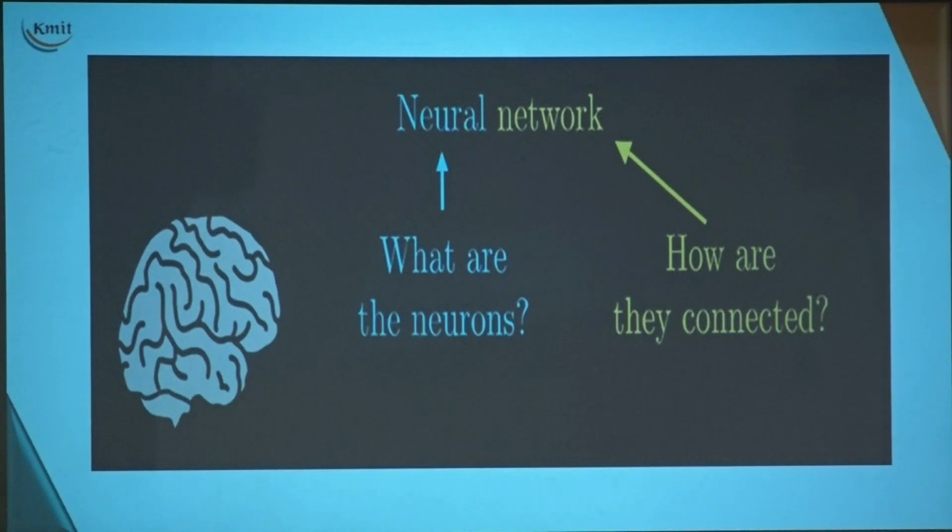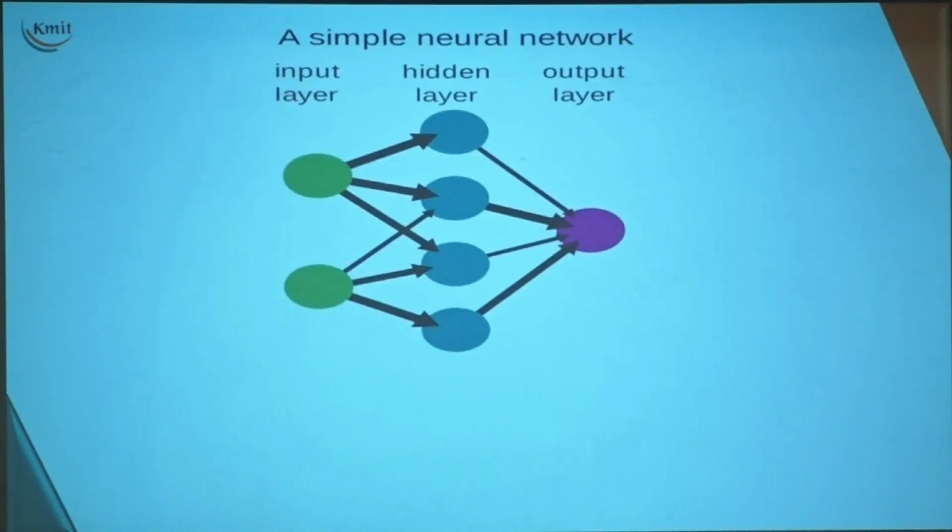So why is the name neural network? Neural is all about neurons. Network is all about connections between these neurons. So this is a simple neural network. What do you observe in this figure? You observe some round circles, right? How many colors of circles do you observe here?